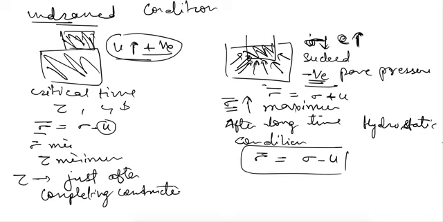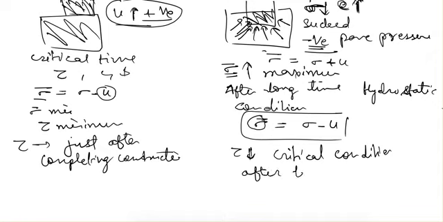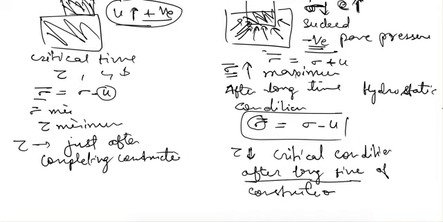Because of this hydrostatic condition, later the effective stress will be given as total stress minus pore water pressure. It means that after a long time this effective stress is going to reduce, and if effective stress is reducing, that means the shear strength is also reducing. So the critical condition is after a long time of construction. So we'll find out the shear strength and shear strength parameters after the construction has taken place, and after a long time has passed.